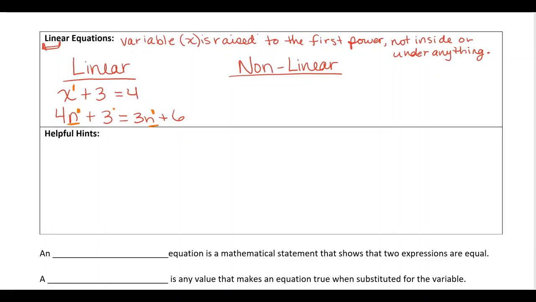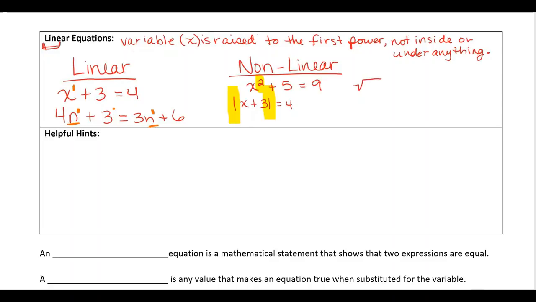Now, not linear. X squared plus 5 equals 9. That is not linear because the x is raised to the second power. Absolute value of x plus 3 equals 4. That is not linear because the x is inside of absolute value bars.